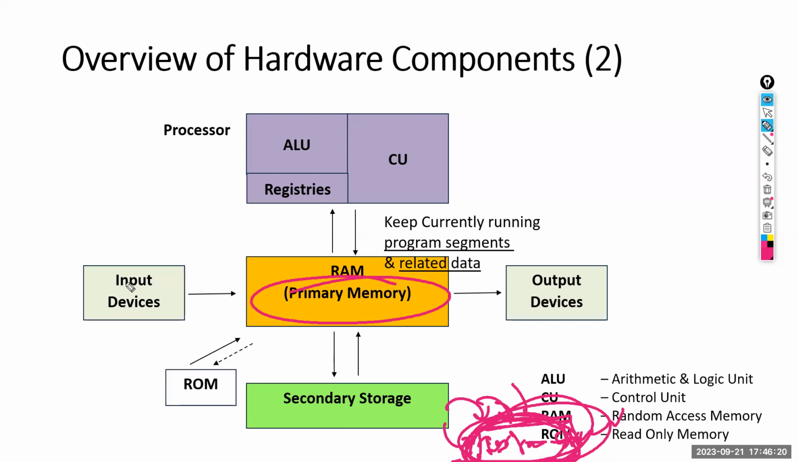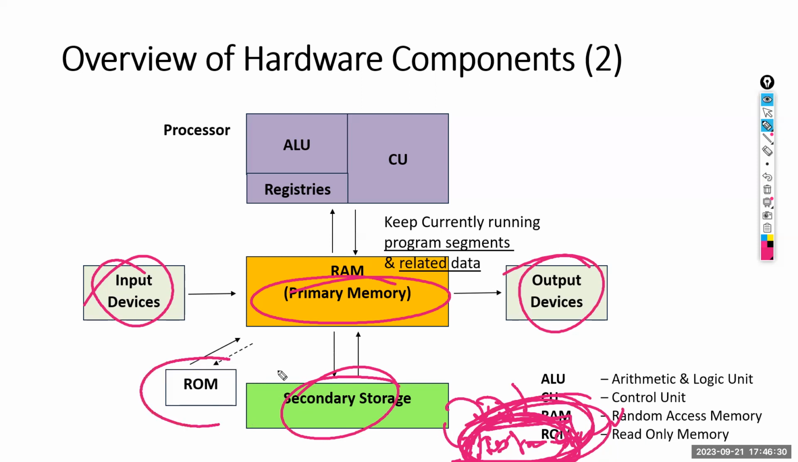Right. So now we have covered input devices, output devices, secondary storage, tertiary storage. Okay. And then we have the ROM, read-only memory. Right. Read-only memory.